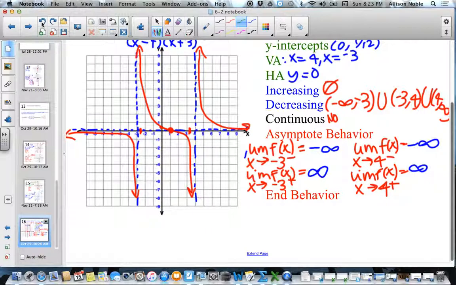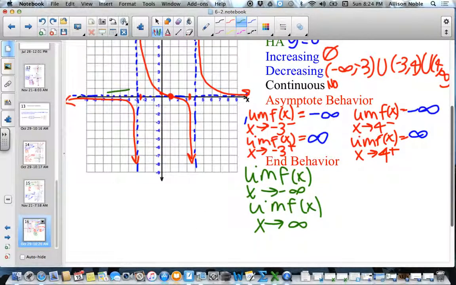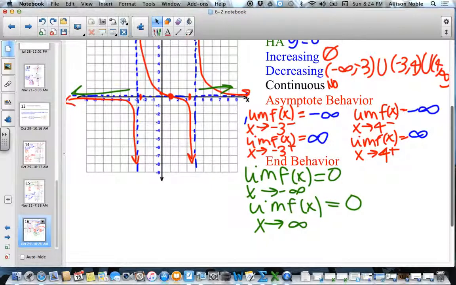With that, my end behavior is still true end behavior, so I'm only going to have 2 of those. So the limit of f of x as x approaches negative infinity, and the limit of f of x as x approaches positive infinity. As x approaches negative infinity, as I go to the left, my graph is approaching my horizontal asymptote at 0, and the same happens when I go to positive infinity, also approaching my horizontal asymptote at 0.